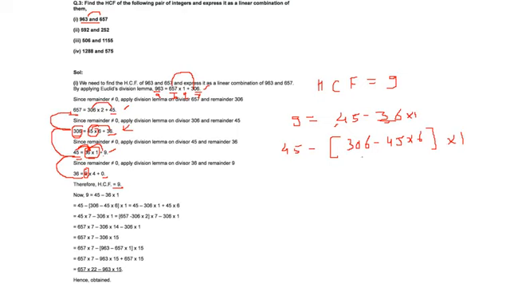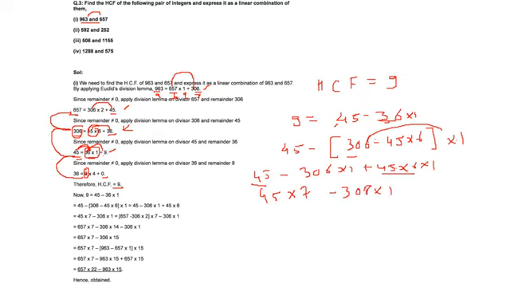Let us expand these. 45 minus 306 into 1, and minus minus is plus, so plus 45 into 6 into 1. So this is 45, this is 45 into 6. So this becomes 45 into 7, right? This is 45 into 7 minus 306 into 1. Up till this point it is okay.